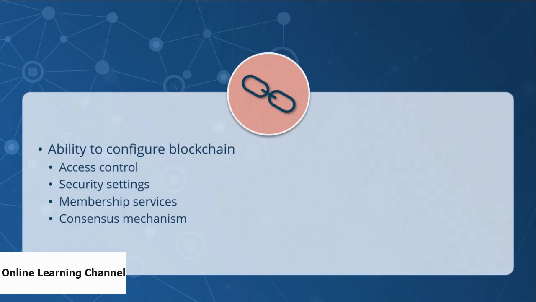So now that we have an idea of what an enterprise-grade blockchain network looks like, we can go ahead and take a look at how Hyperledger Fabric fulfills all of these requirements. That is something we will do in the next video.